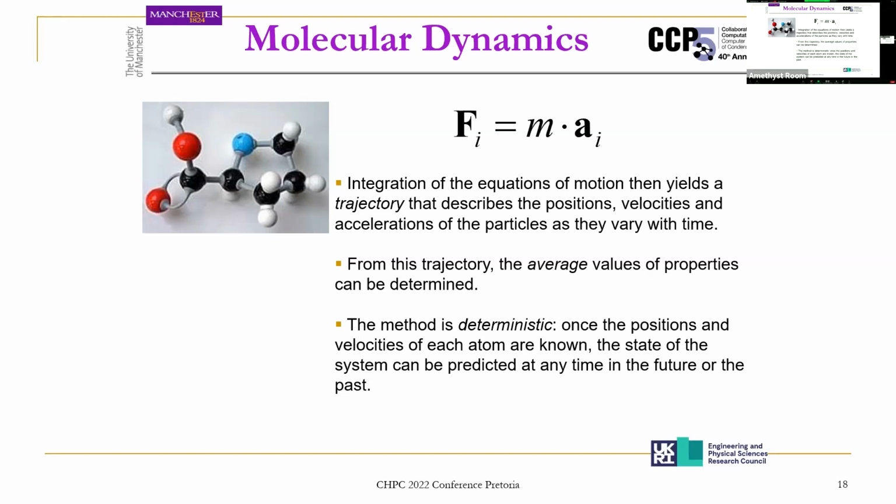So you get kind of a movie and you can follow how the atoms move either in steady state, so you don't apply any bias, or when you apply bias, and this bias could be a flow, a pressure gradient, a concentration gradient, an electric field, or whatever. The method is deterministic in the sense that we don't have any statistical variable in it.